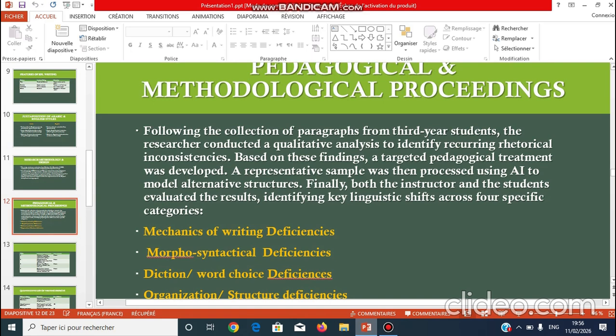Finally, both the instructor and the student evaluated the results, identifying key linguistic shifts across four specific categories: mechanics of writing deficiencies, morphosyntactical deficiencies, diction and word choice deficiencies, organization structure deficiencies.